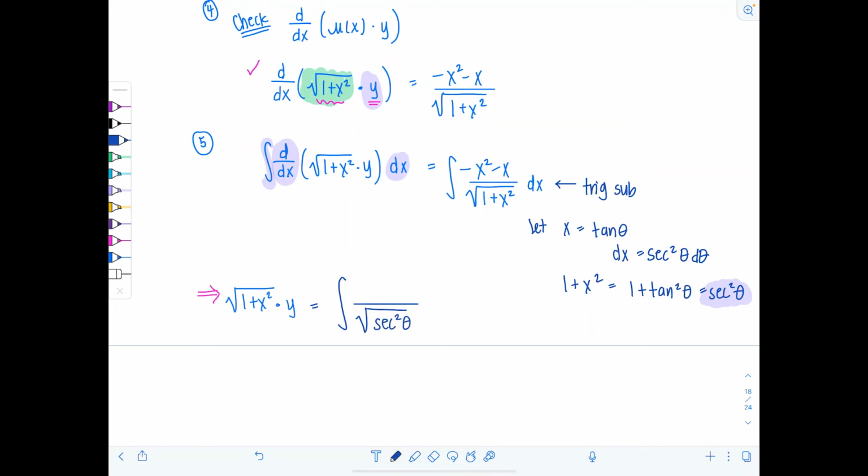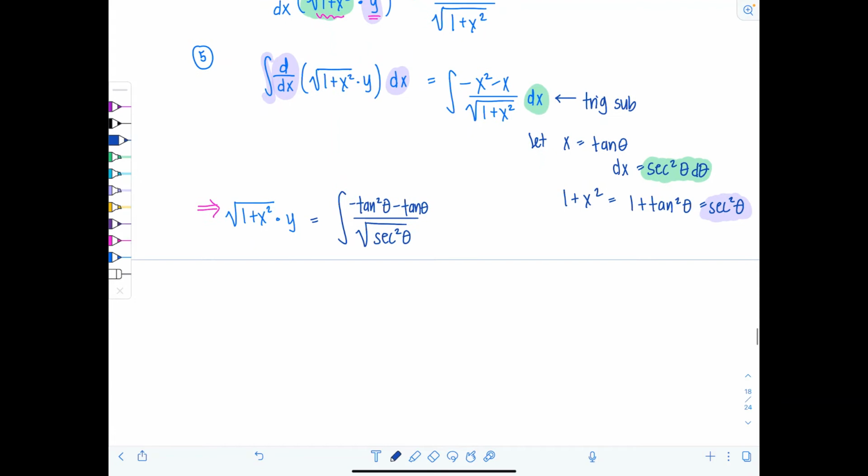So here we go. In the numerator, remember, x is tangent theta. So we have negative tangent squared theta minus tangent theta. Okay, everything looks nice so far. And then don't forget dx is equal to secant squared theta d theta. So that gets tacked on right here, secant squared theta d theta. All right, let's focus our attention over here.